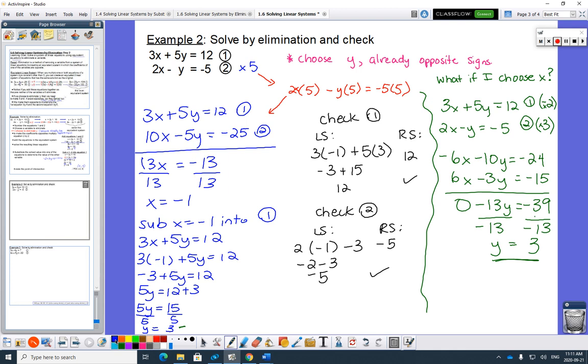Yes. Yep. Yes. Just make sure you change every sign in that equation. Okay, we'll do one more example where we have to change both.